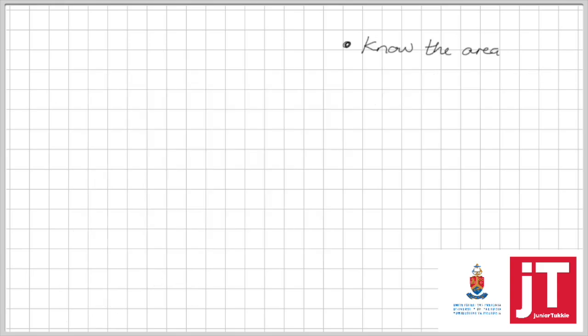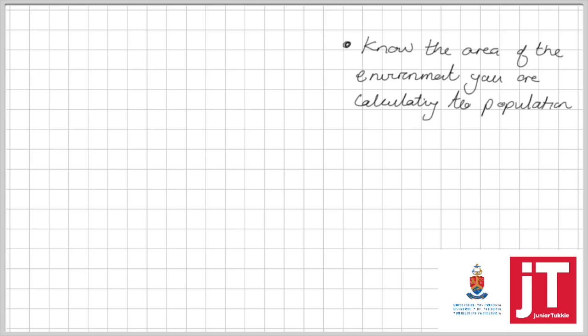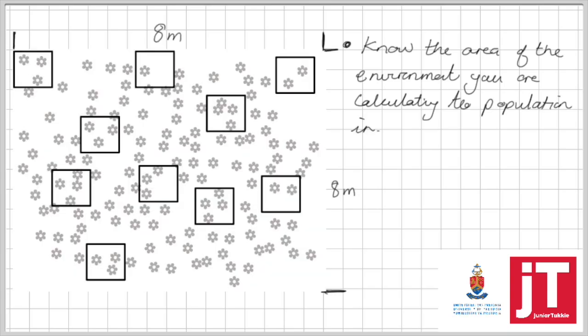Okay, now we're going to look at the area of the habitat or the environment that we're going to be calculating the population in. In this case, you can see that the much larger area is 8 meters by 8 meters, so it's a bit larger, and the area calculated here is 8 by 8, which gives me a 64 square meter area in which I'm going to be taking my samples.